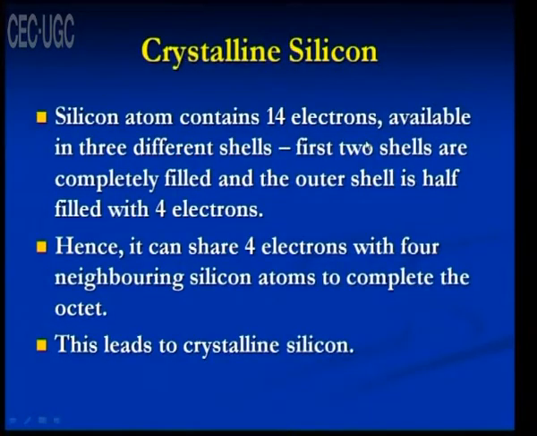Silicon atom. What is so special about this silicon atom, which makes it very useful in the construction of the photovoltaic cell? A little bit of information about the atomic level of the silicon atom. A silicon atom basically contains 14 electrons that are available in 3 different shells. The first 2 shells are completely filled, whereas the outermost shell, the third shell, is half filled, that is 4 electrons. It can share 4 electrons with 4 neighboring silicon atoms in order to complete its octet.